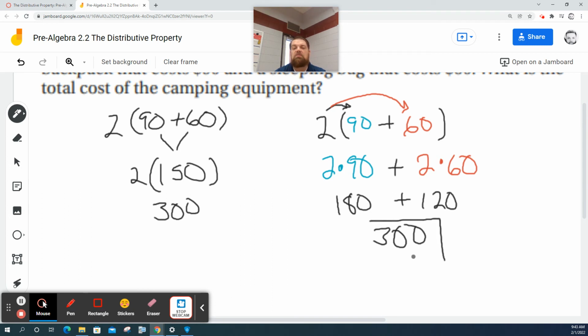So then you might say, well, Mr. Adams, I like doing it the other way. Well, yeah, the other way works when you know the numbers. But remember, this is pre-algebra, so at some point in time, we won't know one of these numbers, so we can't combine them. Okay, so just keep that in mind.